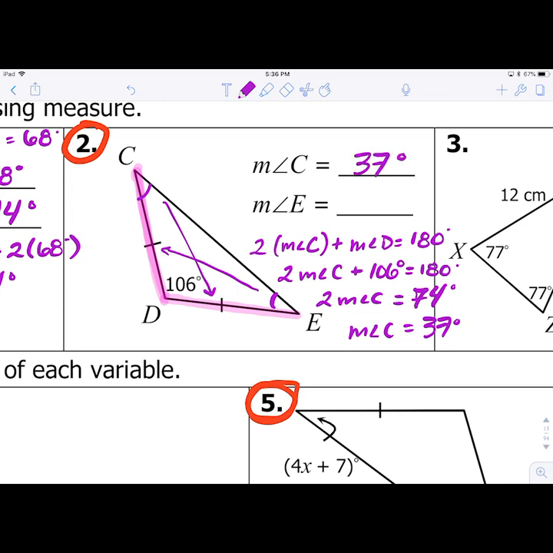And we already know, because this is an isosceles triangle, that the measure of angle C is equal to the measure of angle E, which is why I could write this statement in the first place. This is the statement I'm referring to, right? So therefore, the measure of angle E is also going to be 37 degrees.